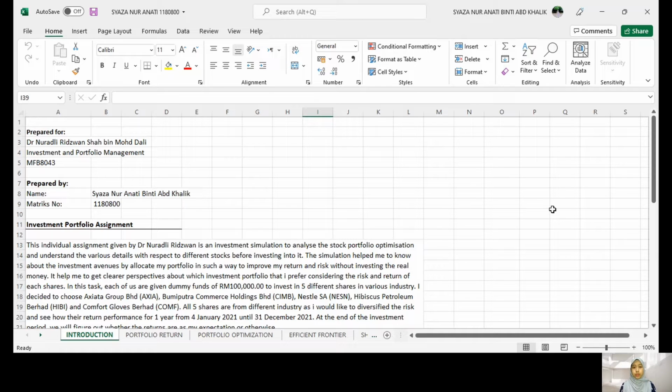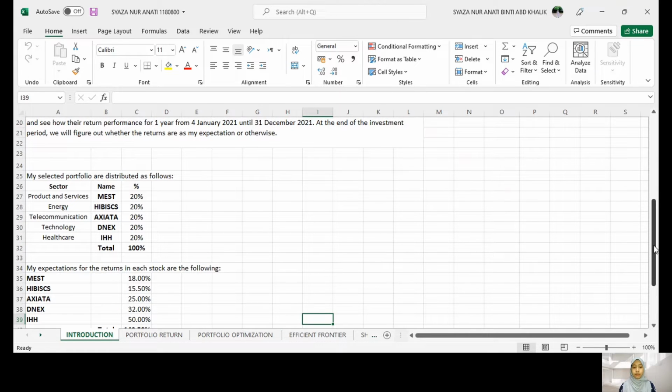So today I would like to present about my individual assignment which is given by Dr. Adni, which is the investment simulation to analyze the stock portfolio optimization and the diversified risk. So basically I have chosen five different stocks from five different sectors. First is Metron from the product and services sector. Second is Hibiscus from the energy sector. Axiata is from the telecommunication sector. DNEX is from the technology sector, and lastly the healthcare sector, which is IHH company.